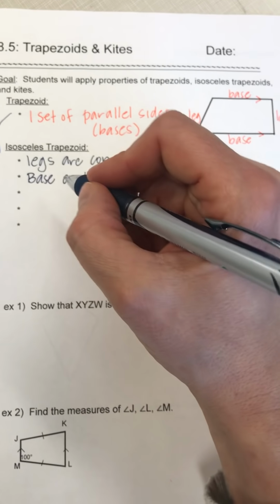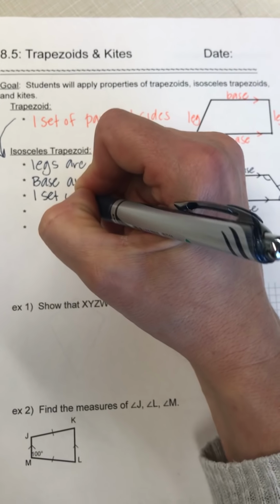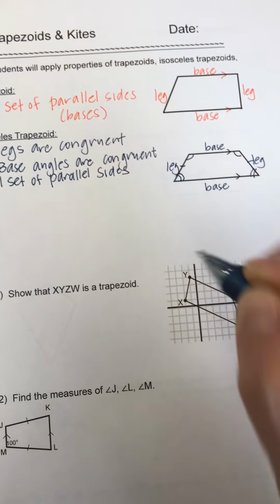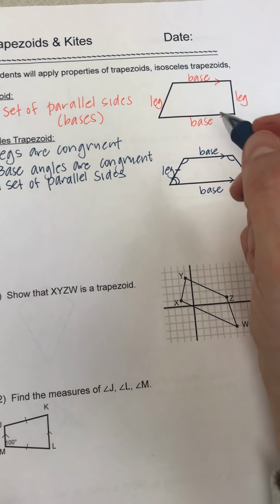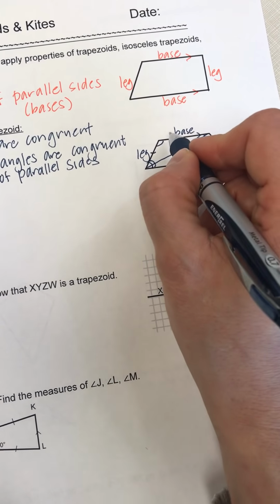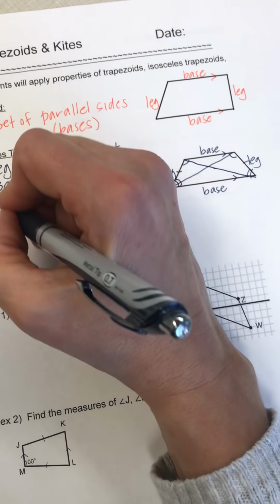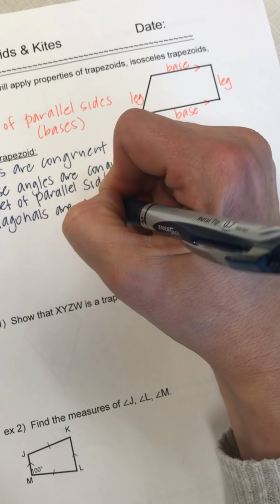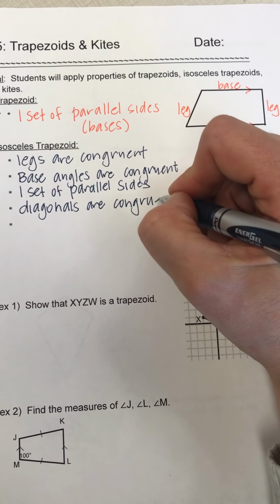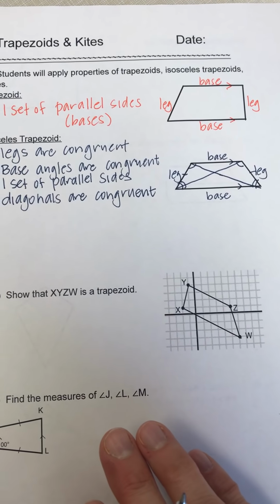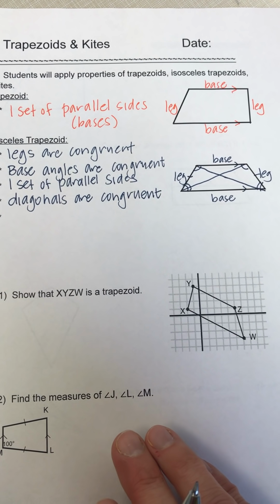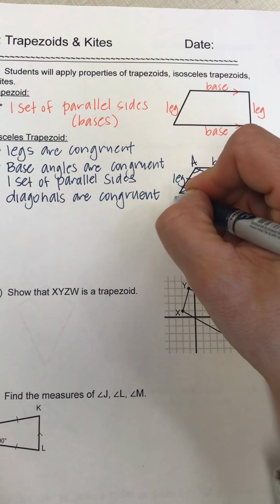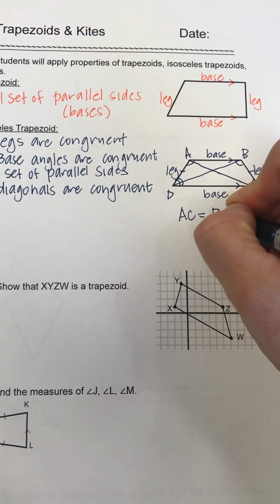Then, once we know that, I'm going to write down the one set of parallel sides. We already knew that one though. Now, it is important to note that the diagonals are congruent in an isosceles trapezoid. The diagonals are congruent. So like if I have A, B, C, D, AC will equal BD.